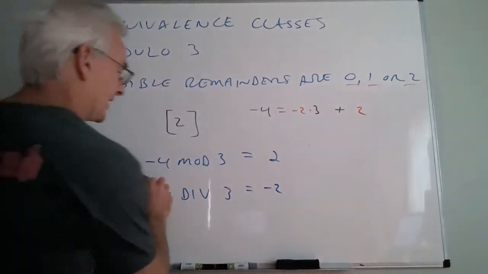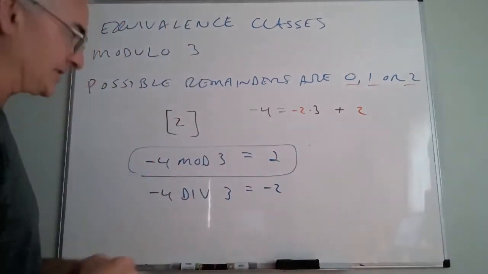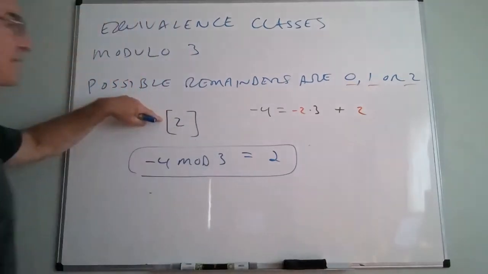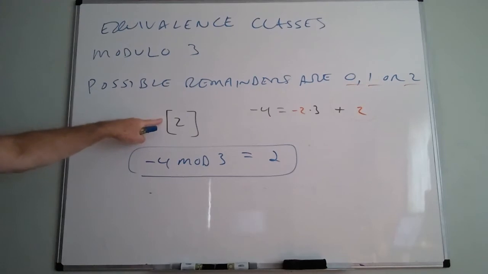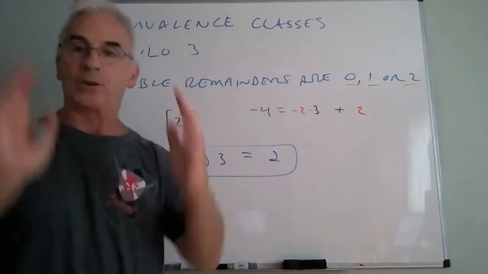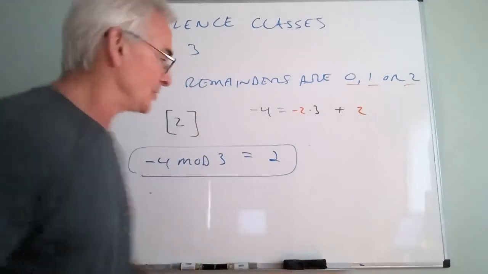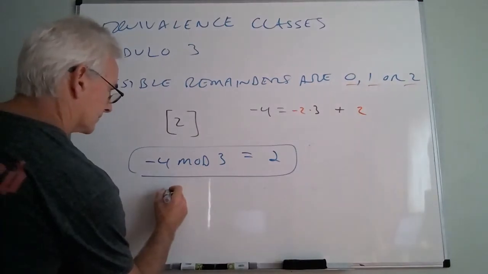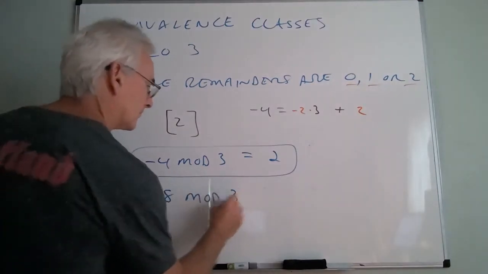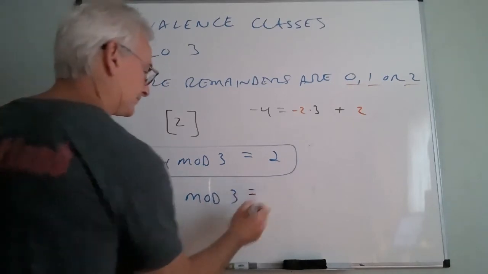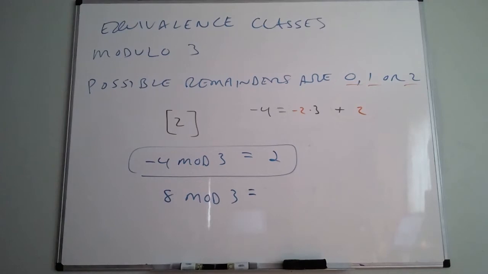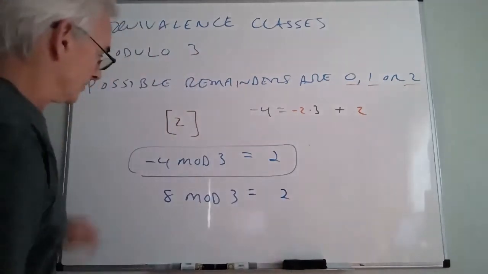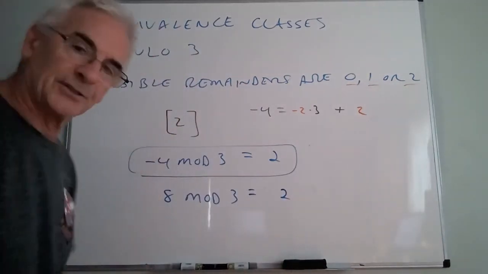So what we're looking at today, this is our goal today, is the mod part, not the div. It's all about remainders. So this says every integer that has a remainder of 2 is in that equivalence class. It's that simple. So if I said -4 mod 3 is 2, how about 8 mod 3? What is that? That's also 2. Oh, so this and this are actually in the same equivalence class.